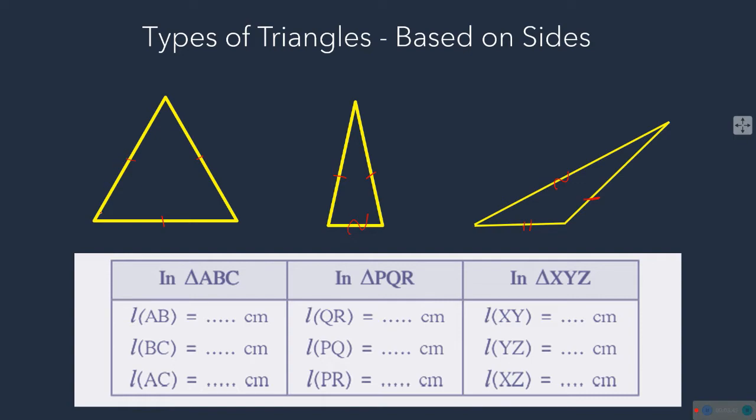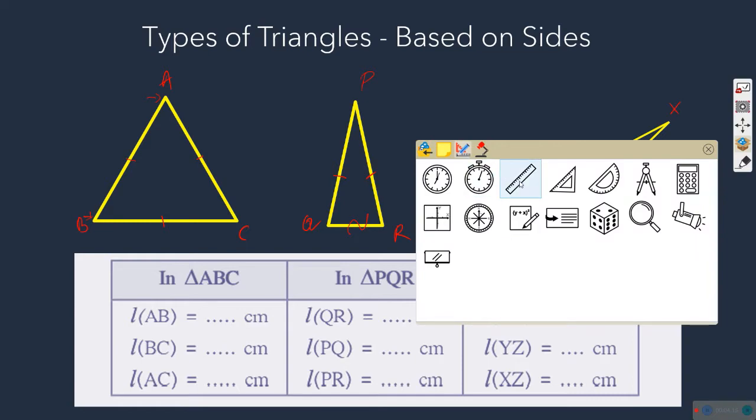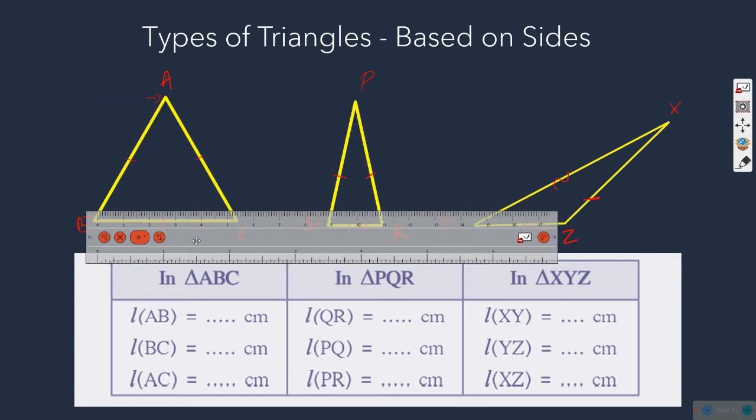We can measure it using a ruler. If I am naming these as ABC, PQR and XYZ, we can fill up this particular table given here by measuring it. If you want, I can just do it for you. I will take a scale from here. One second. Here is a scale for me. I can do it for you now. It's not a problem.